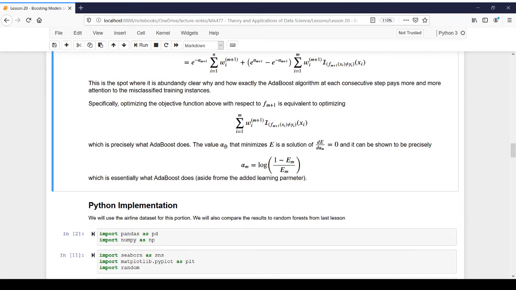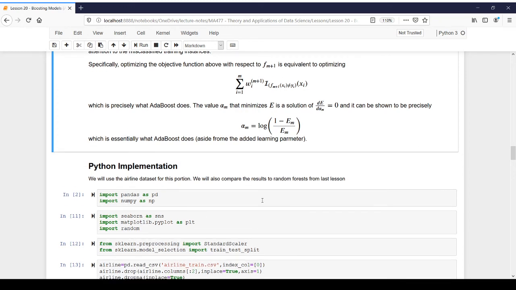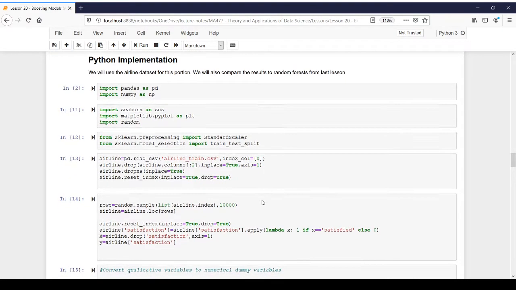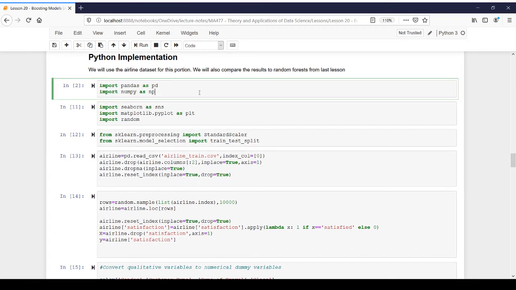So to find the actual value alpha m that minimizes e, you find the critical points of this equation, and then it turns out to be exactly what you want it to be. Awesome. So the rest of the lecture is basically just Python implementation. I'm going to run through it fairly quickly because we've done things like this before, and it also takes a little while to run these. I've already completed everything, so I'm just going to briefly go through it.